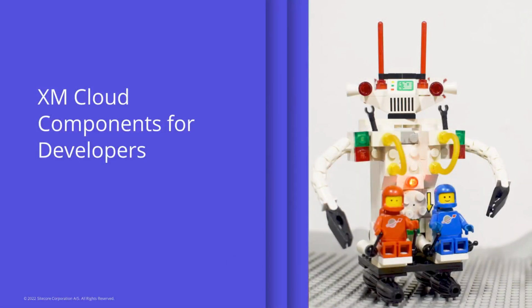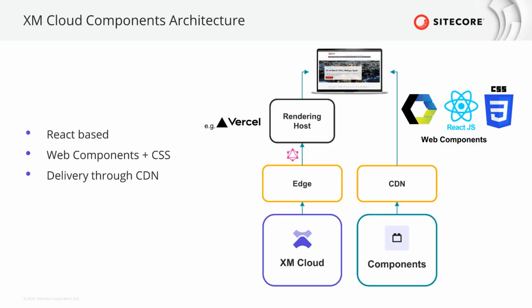Even though XM Cloud Components is a software as a service application, you want to look a bit behind the curtain to be able to understand the product better and make better decisions when planning your client applications. XM Cloud Components is technically a standalone product which marketers and developers can use to create visual UIs using a What You See Is What You Get interface. Behind the scenes, it creates React-based web components and CSS files that are delivered through a CDN to the client.